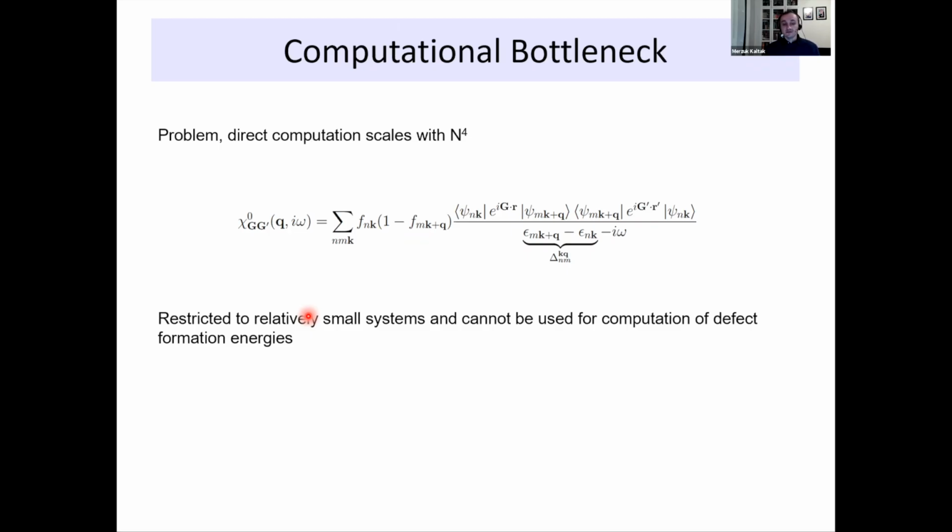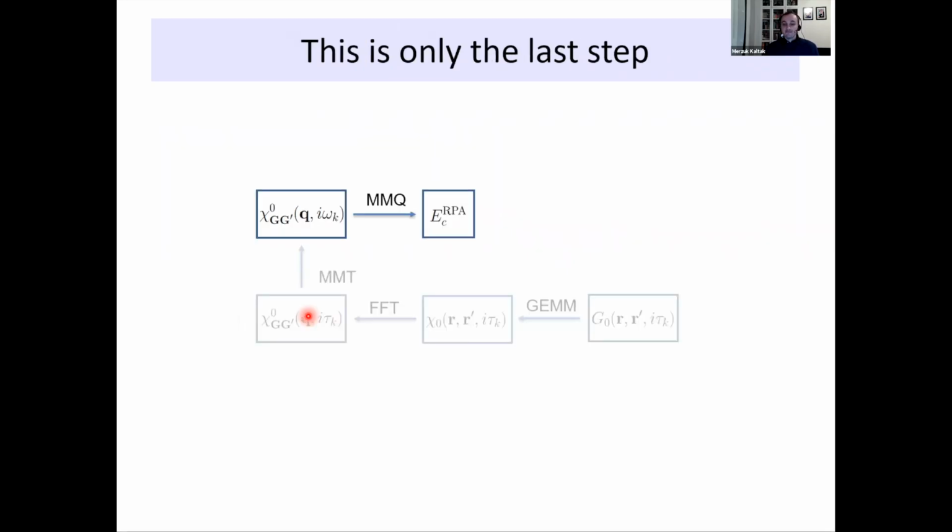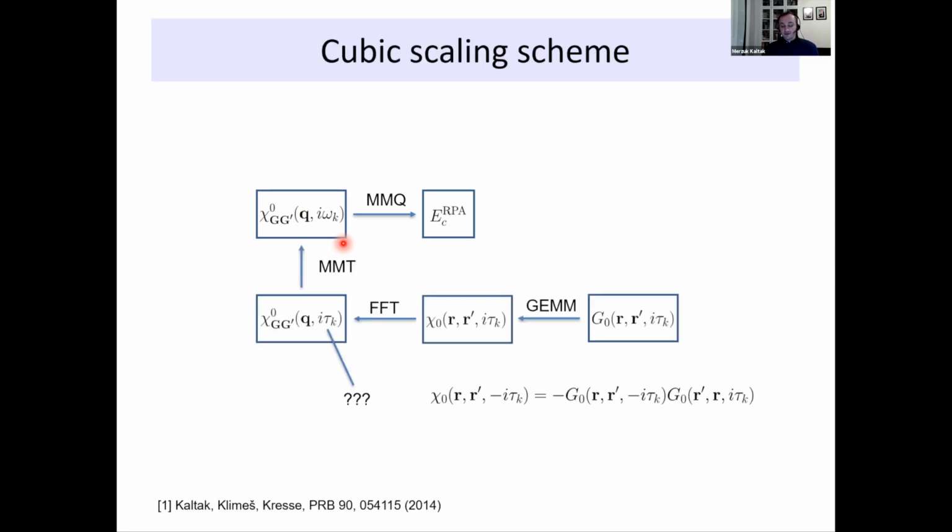How do we reduce the scaling? In fact, what I've presented you so far was only the last step in the low scaling RPA approach, so the evaluation of the RPA integral. The idea is to use Green's functions in imaginary time to reduce the scaling to cubic in system size.